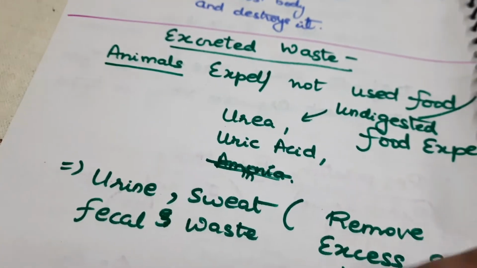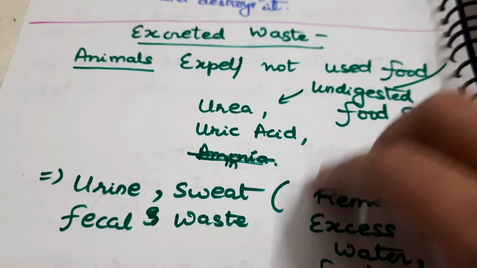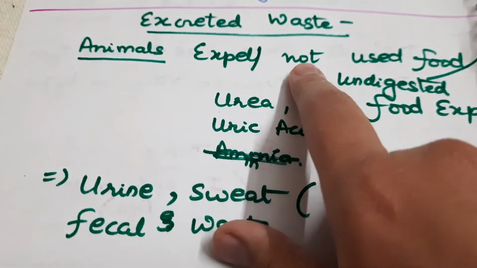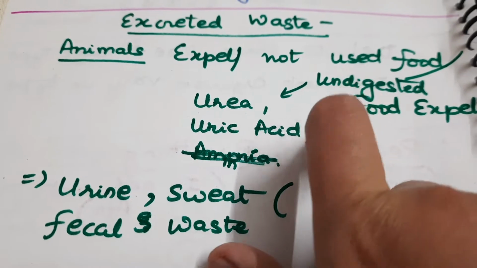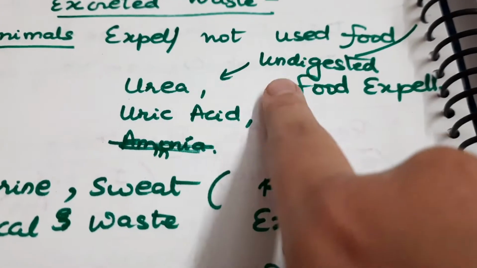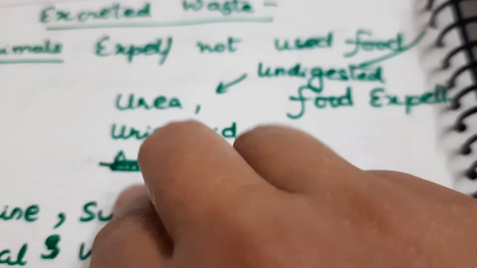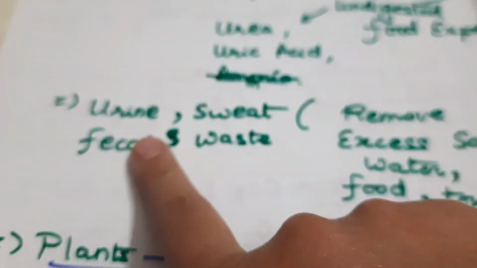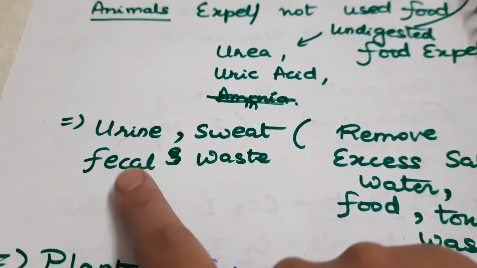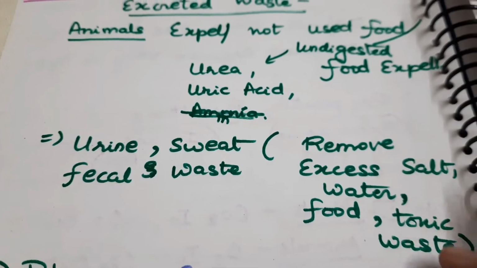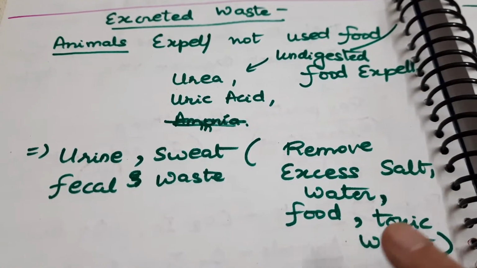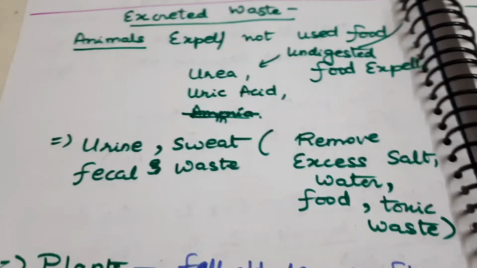Now coming to excretion. So what is excretion of waste? Expelling the waste of animals, which is unused or undigested food, is expelled out in the form of urea, uric acid or ammonia, okay. Then urine, sweat and fecal waste. The removal of excess salt, water, food and toxic waste is excretion, okay.